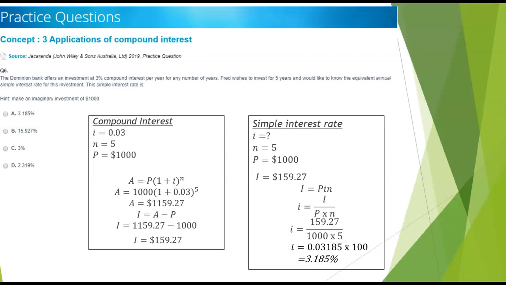So this is the simple interest rate that is required to earn the same amount of compound interest, and so that will be answer A.